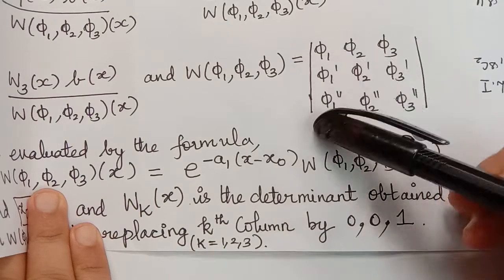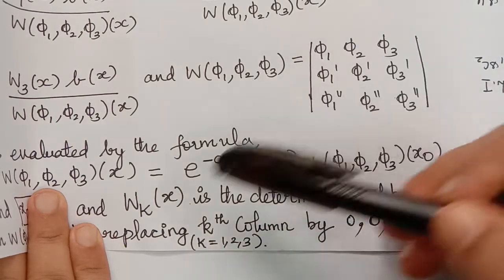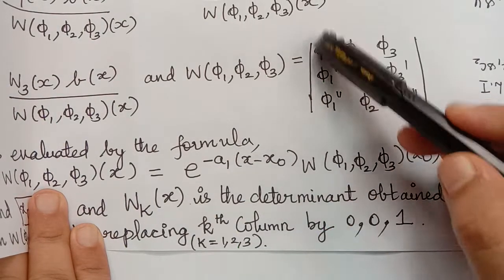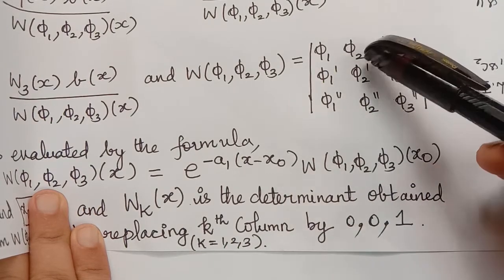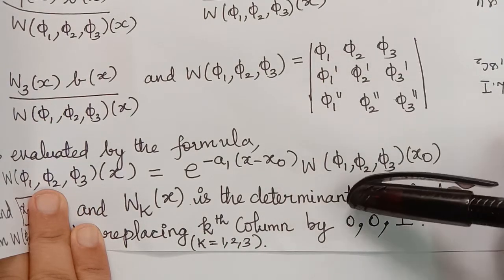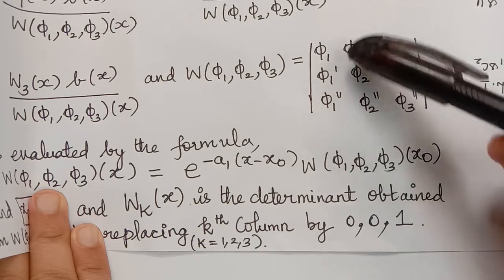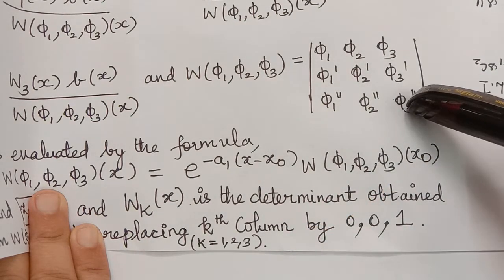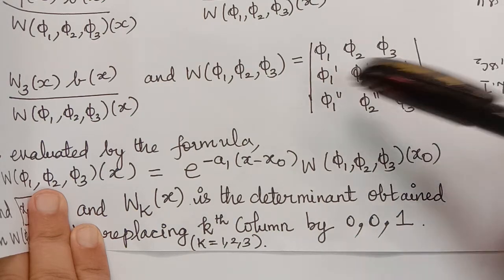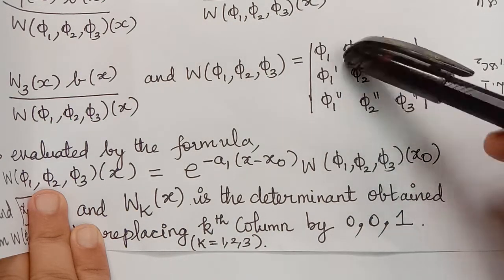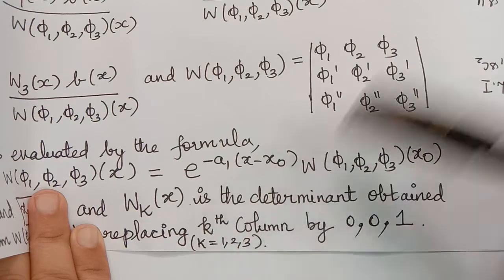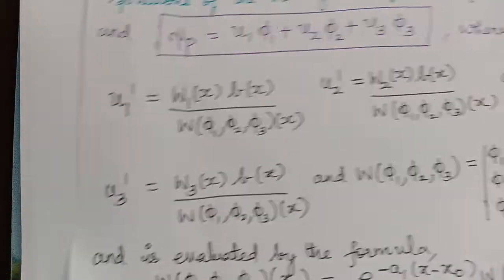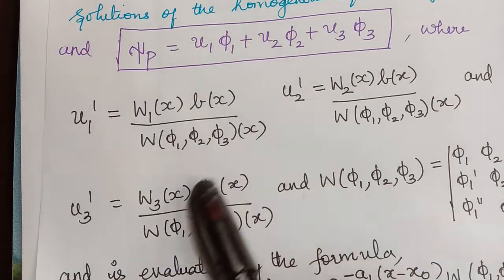column has to be replaced by 0, 0, 1. If we are finding W2, the first and third columns will remain the same. The second column alone we have to change to the 0, 0, 1 column. That is very important. If we are finding W3, the third column has to be changed to 0, 0, 1 and the other columns will remain the same. This is how we find W1, W2 and W3, and after finding them we have to substitute here.